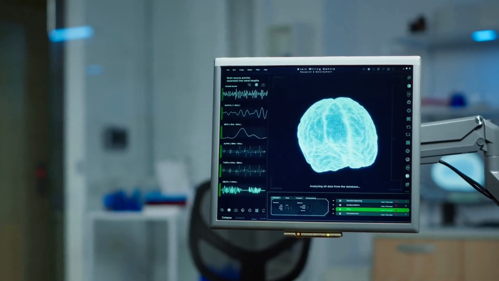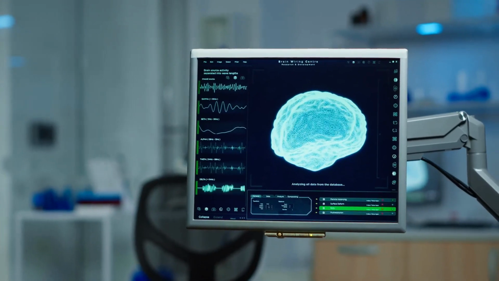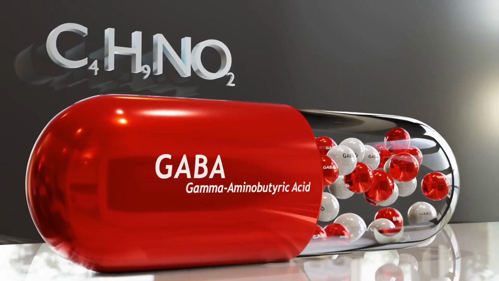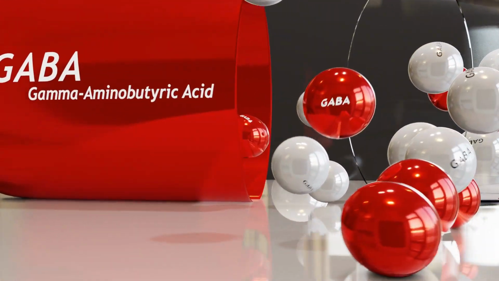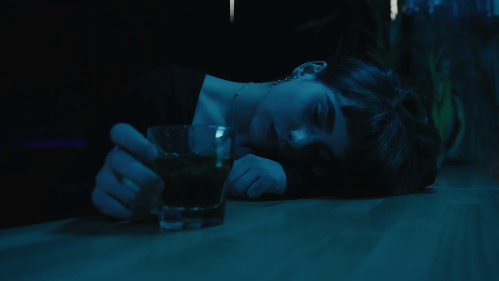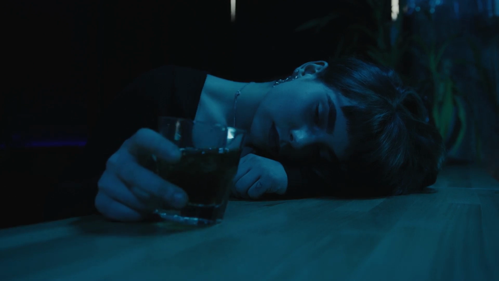Alcohol's effects on the brain are complex, influencing a variety of neurotransmitters that regulate mood, behavior, and coordination. One of the main neurotransmitters affected by alcohol is GABA, or gamma-aminobutyric acid. GABA is an inhibitory neurotransmitter, meaning it reduces brain activity and promotes relaxation. Alcohol enhances the effects of GABA, leading to feelings of calmness and reduced anxiety.